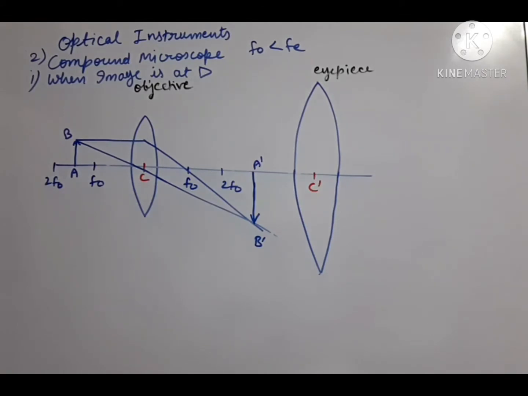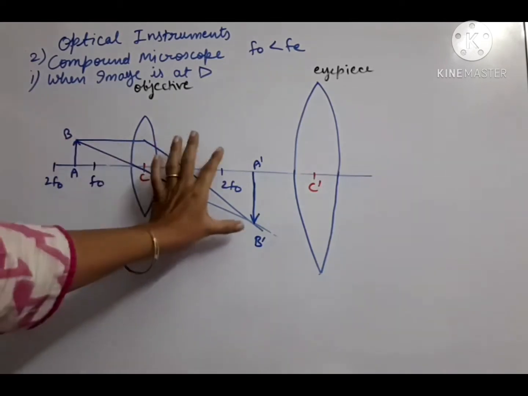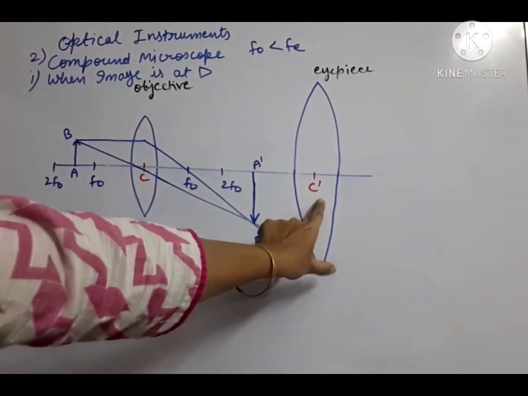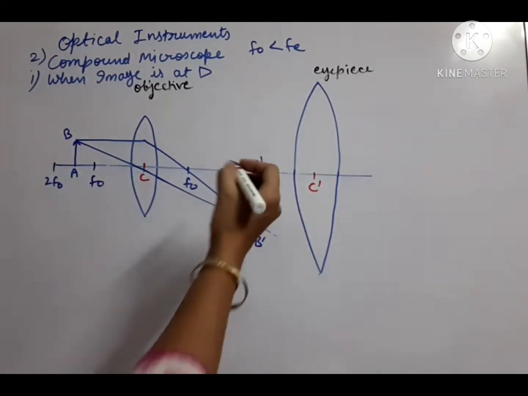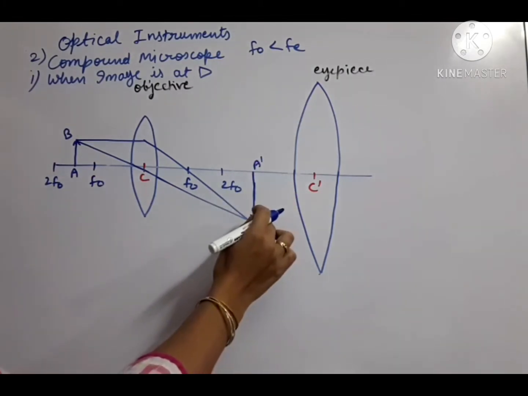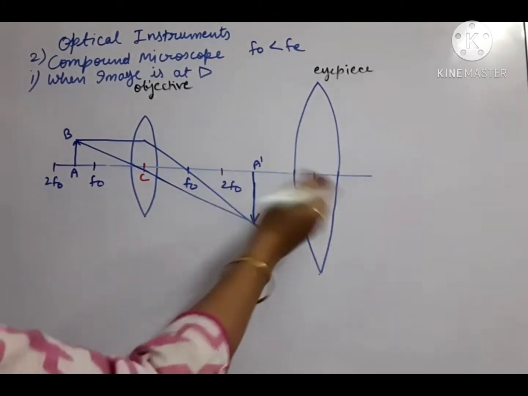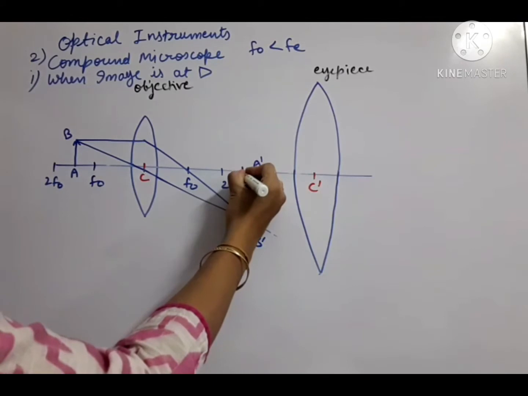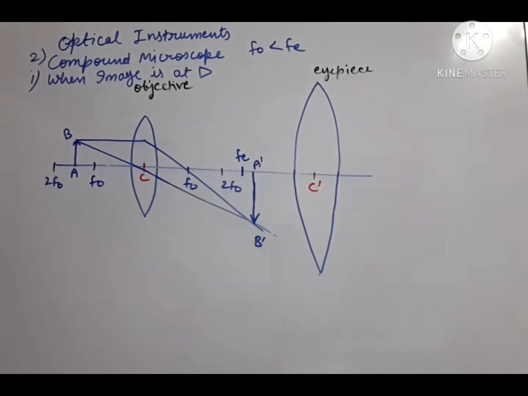Now we will be marking again FE. Till here FO was going on. Now this is the eyepiece lens, so we will mark FE. This object should be in between F and C for this lens. So let us mark FE here.